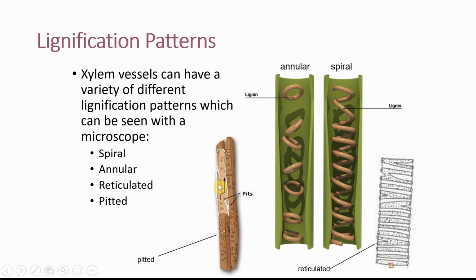Then when it gets more mature and obviously it's not going to change shape very much and not going to stretch very much, then it becomes reticulated and pitted. And reticulate is just starting to fill in the gaps. It starts to bulk out a little bit and become more secure. And the pitted is almost everything lignified except for these lateral little channels that allow it to go left and right in lateral movements.